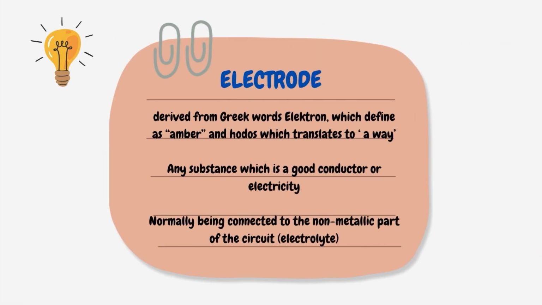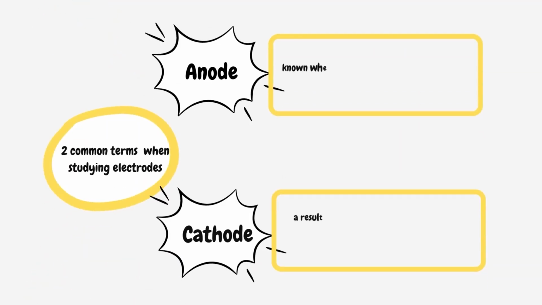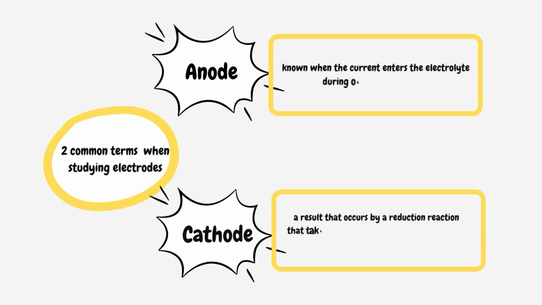Electrodes can be defined as any substance that is a good conductor of electricity and normally connected to the non-metallic parts of a circuit. Two common terms when studying electrodes are the anode and cathode. Anode is known when the current enters the electrolyte during an oxidation reaction.